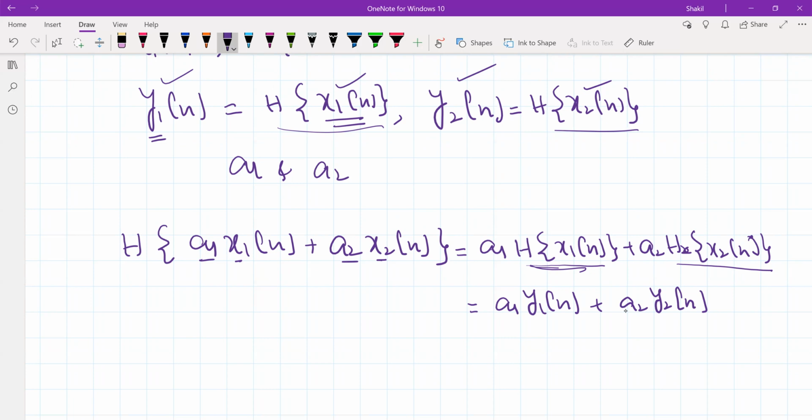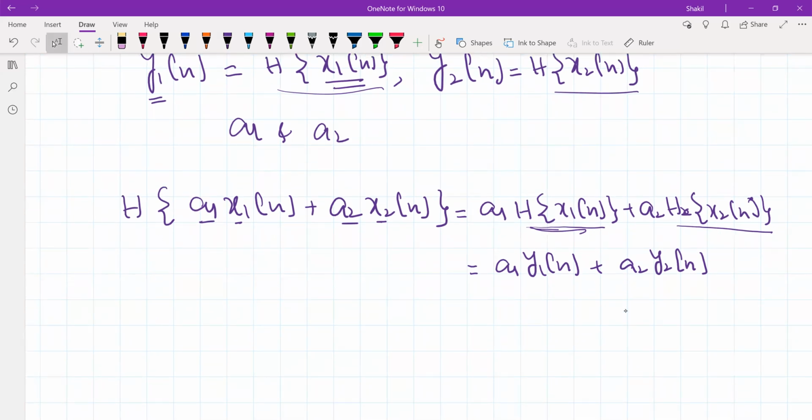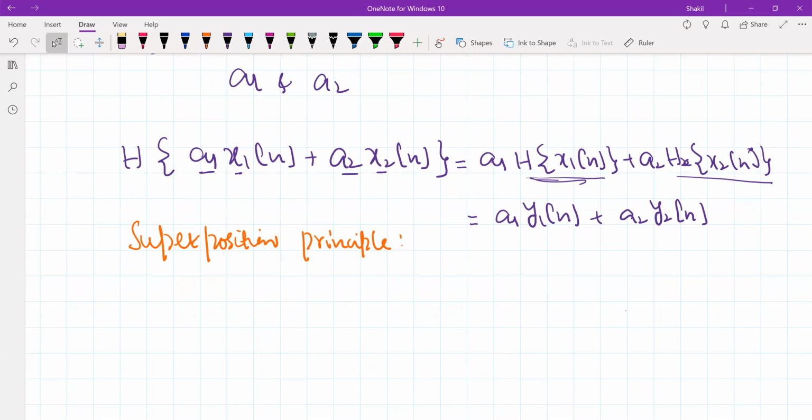All right. So this is how we define a linear system. Now you can see a linear system is one that follows the principle of superposition. A system is said to be linear if it follows the superposition principle, and the superposition principle encompasses two properties.